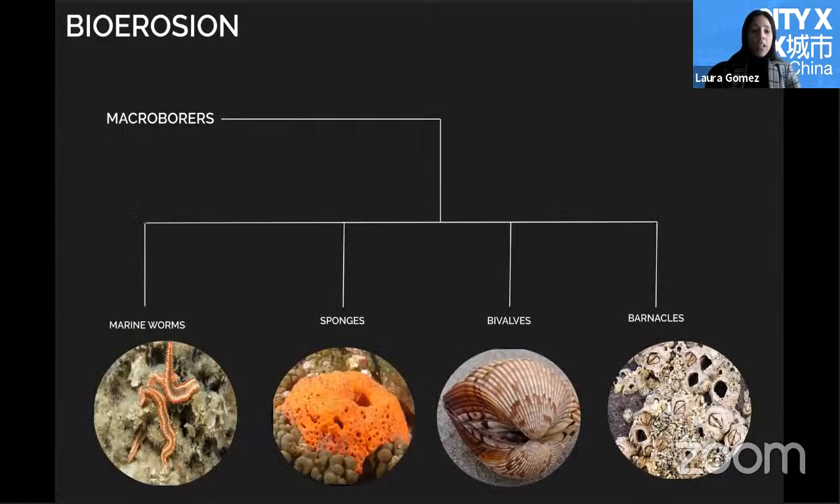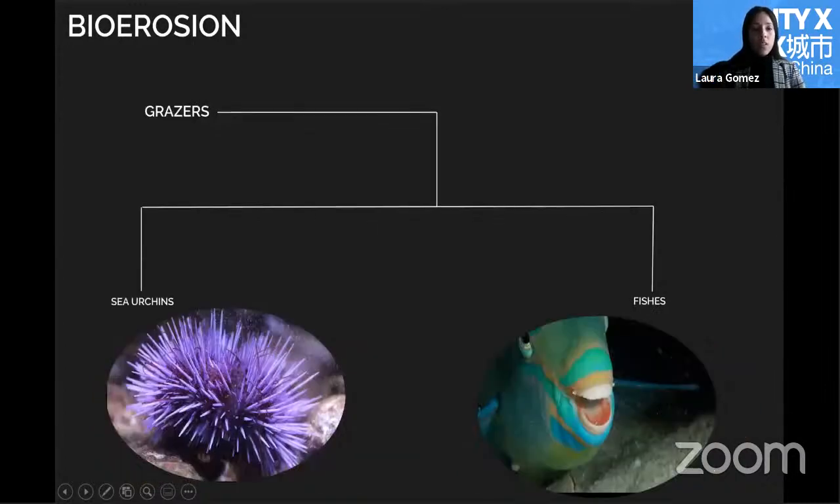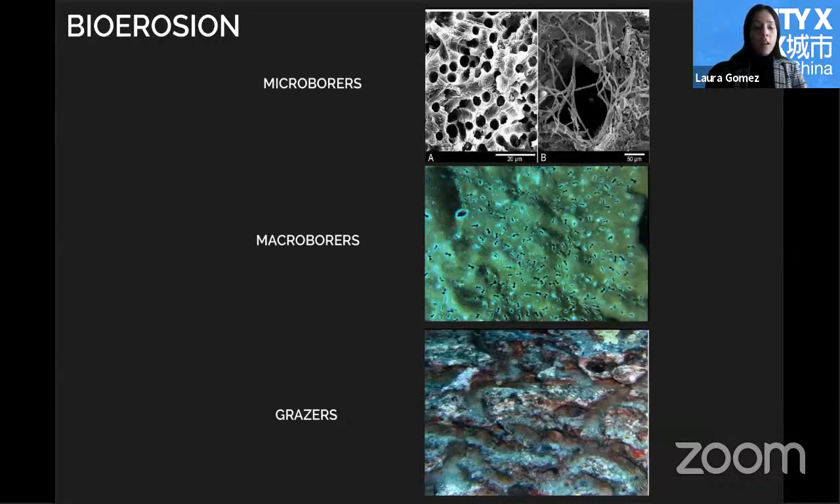The next group is the macroborers. They erode the internal skeleton of the coral, and their community is mainly formed by marine worms, sponges, bivalves, and barnacles. They increase the porosity of the coral, making it very weak and very easy to break. And the last group is the grazers, whose community is mainly formed by sea urchins and fishes. They scrape the surface of the coral, and they also extract the carbon from the algae that is located in the coral skeleton.